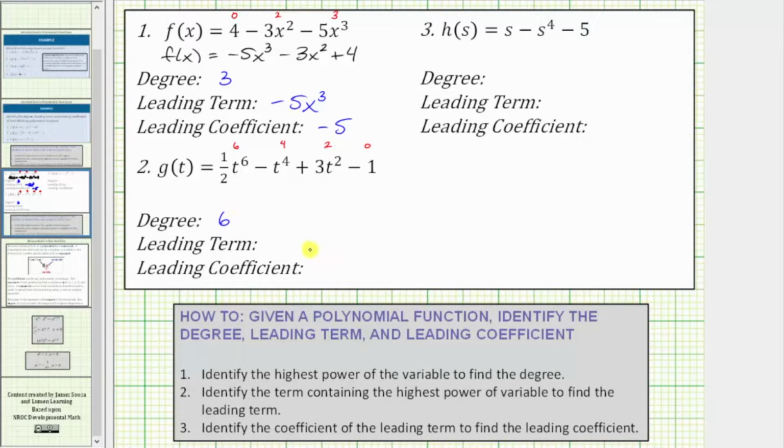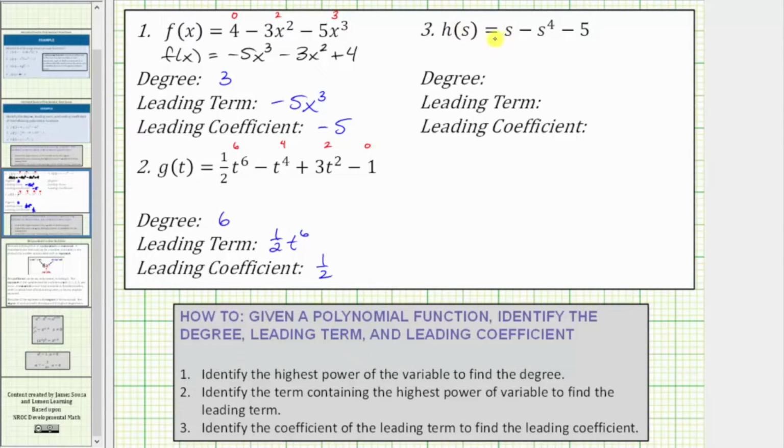And because the term containing the highest power on the variable is 1/2 t to the 6th, the term 1/2 t to the 6th is the leading term. And because the coefficient of the leading term is 1/2, the leading coefficient is 1/2. Notice this time g of t was given to us in descending order.